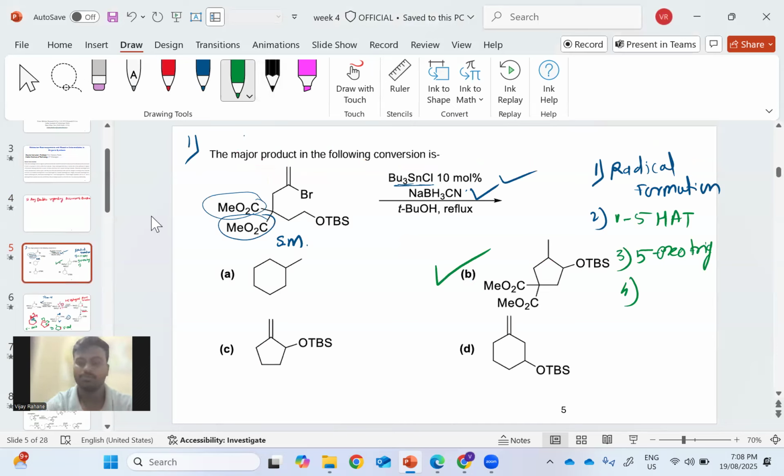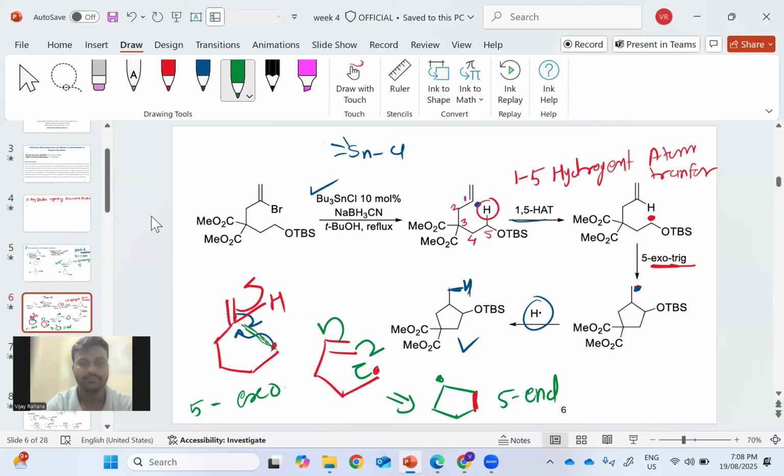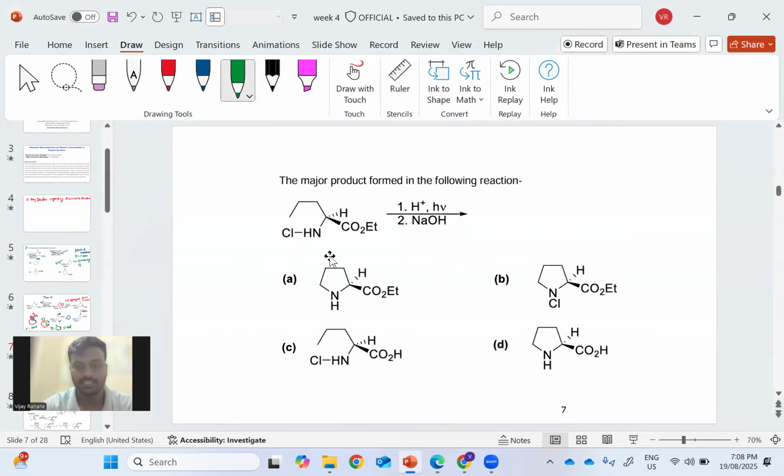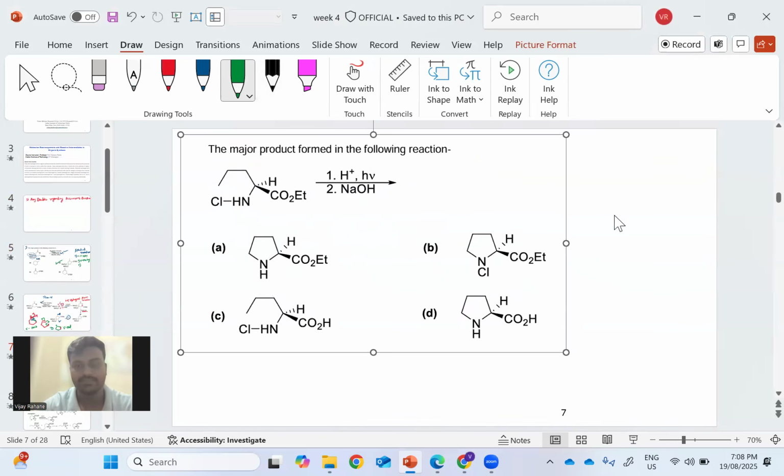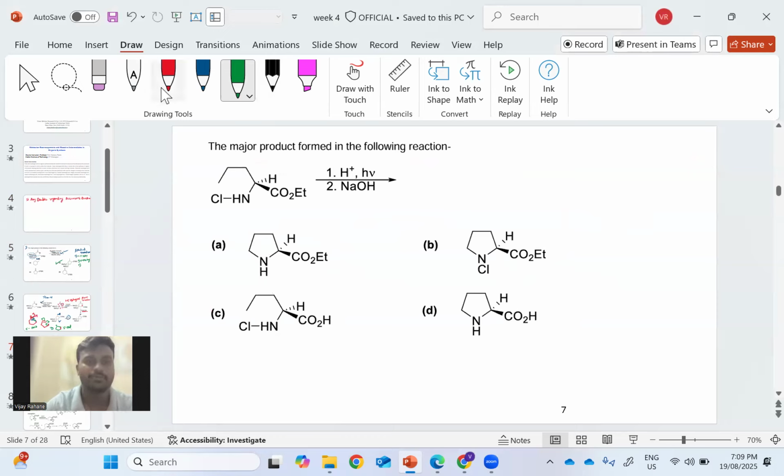All right. So we move to the next question, which is again based on the same radical chemistry. So here what we have given in this question, the major product formed in the following reaction. So we have given one compound which has, you can clearly see, one chiral center.